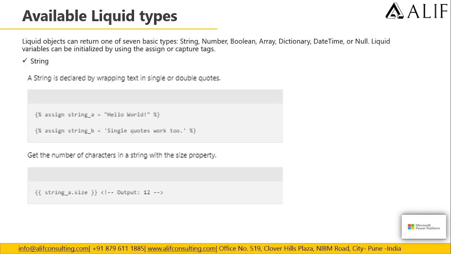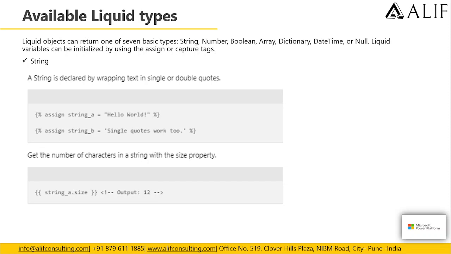So next is the liquid types. A liquid object can return one of 7 basic types: string, number, boolean, array, dictionary, datetime or null. Liquid variables can be initialized by using the assign or capture tags.